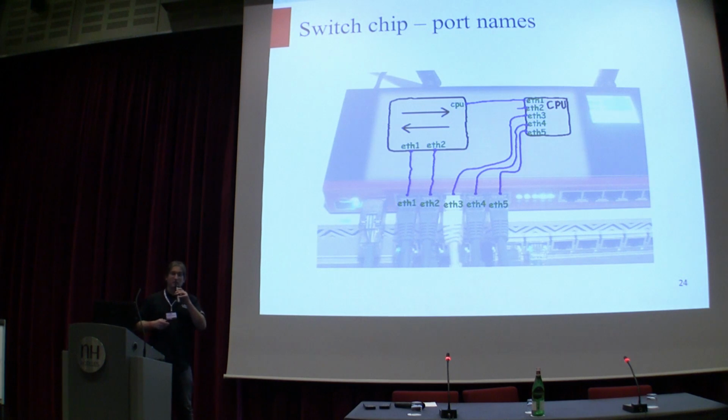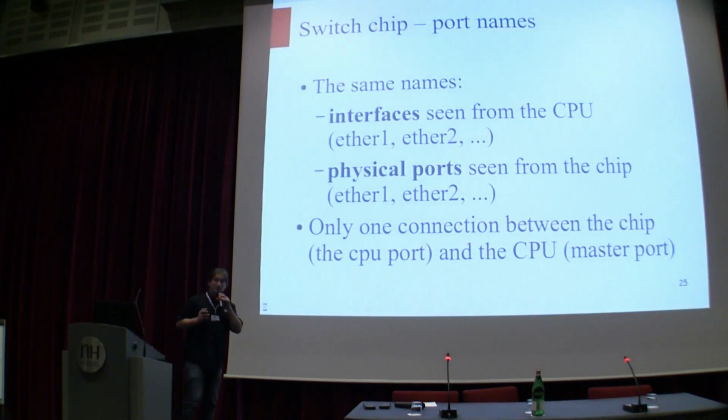So if I configure Ether 1, the IP address of Ether 1, for example, I configure this interface on the CPU, connected to the switch. And if I configure port properties, I configure these ones. This Ether 2 is not the same as this Ether 2, and this Ether 1 is not the same as this Ether 1. These are the interface names, and these are the physical port names. They are called the same, but they are not the same.